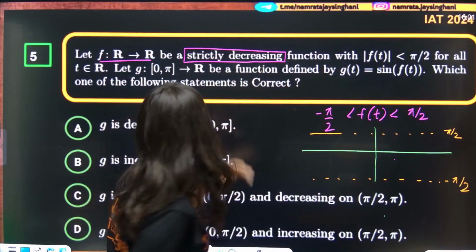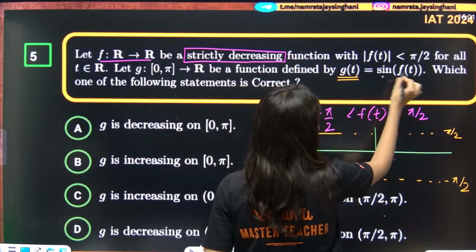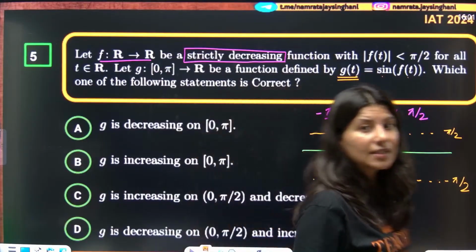Okay. Now, there is this function g which is defined by g of t is equal to sine f of t. Now understand.